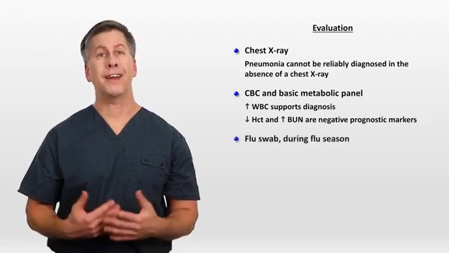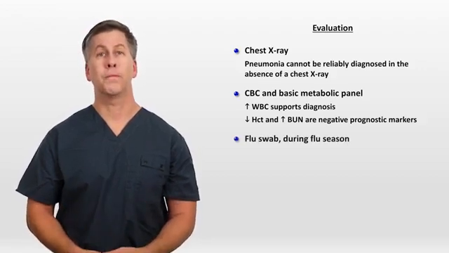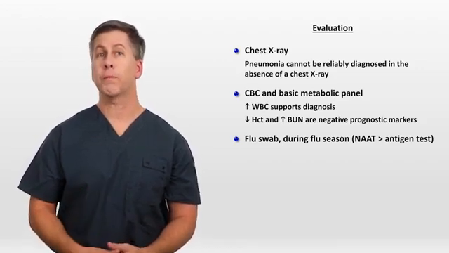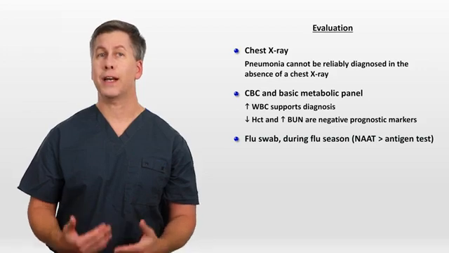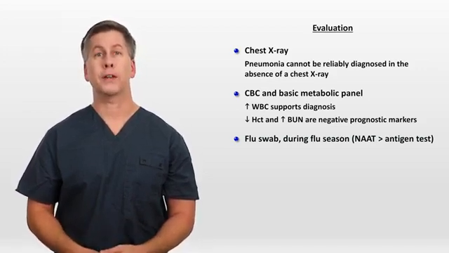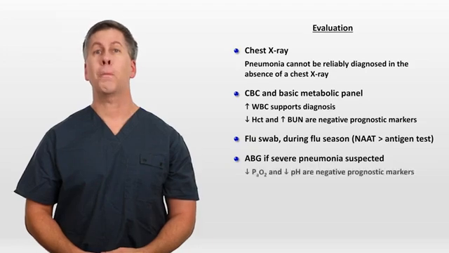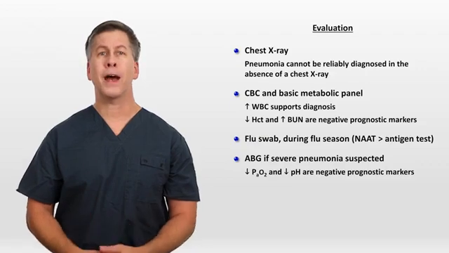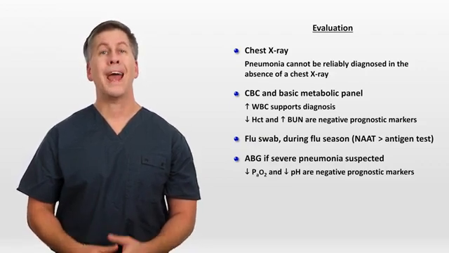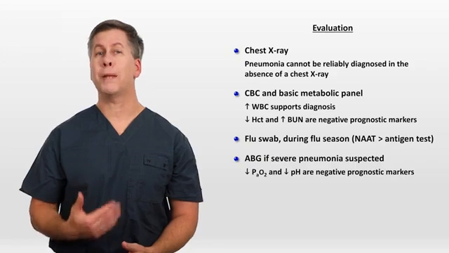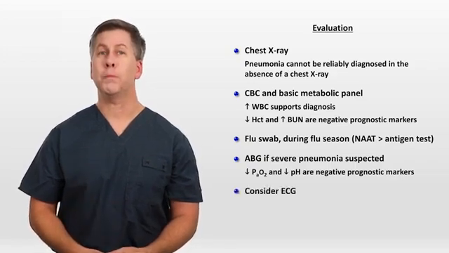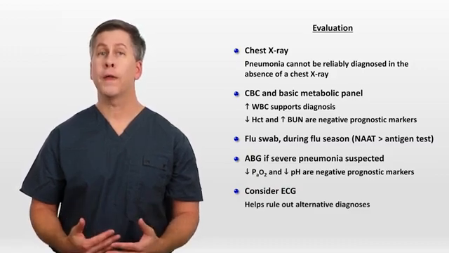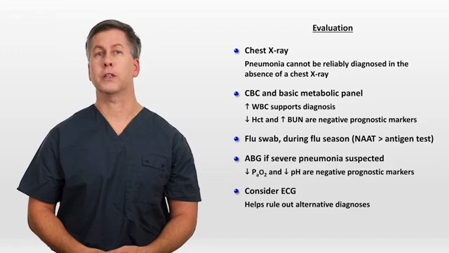During flu season, obtain a nasopharyngeal swab to test for influenza. A nucleic acid amplification test, including reverse transcriptase PCR, is felt to be superior to antigen-based tests. If severe pneumonia is suspected, an ABG is appropriate. A low PaO2 and low pH are also both negative prognostic markers that might impact the subsequent location of care. And most patients with pneumonia severe enough to warrant inpatient admission also warrant an ECG, as a number of cardiac etiologies can present with acute dyspnea and even cough, and because pneumonia can trigger several arrhythmias.